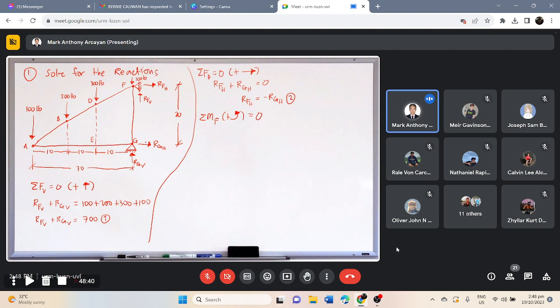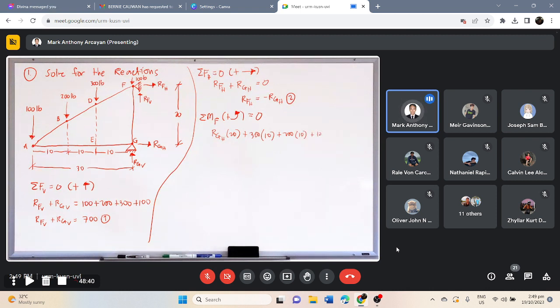Counterclockwise, so RGH, and its distance is 20 feet from point F. The 100 pounds here does not produce a moment about F because it acts directly on F. Then plus 300 times 10, which is the perpendicular distance from point F. Then plus 200 times 10.